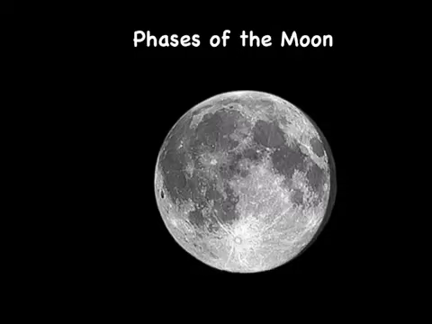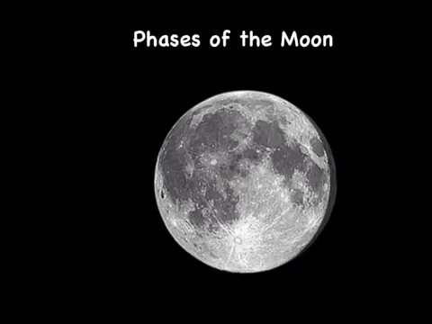Our lesson today is on phases of the moon. The Earth orbits the Sun, of course, and it takes approximately 365 days for the Earth to orbit the Sun one time. Well, just like the Earth orbiting the Sun, the Moon orbits the Earth. The Moon is a natural satellite of the Earth, and it takes approximately 28 days to orbit the Earth one time.